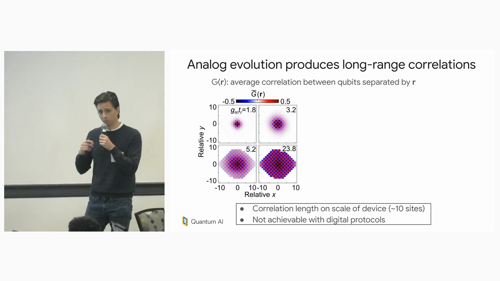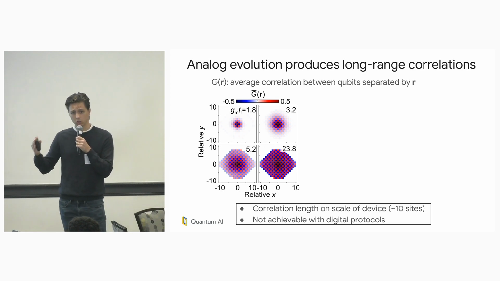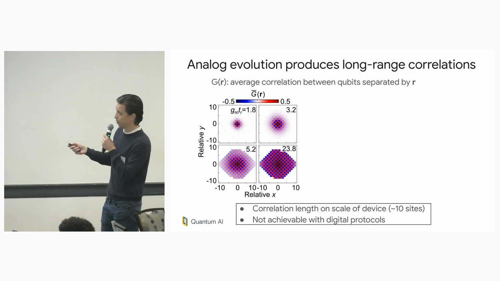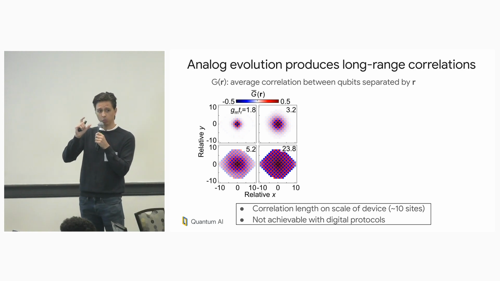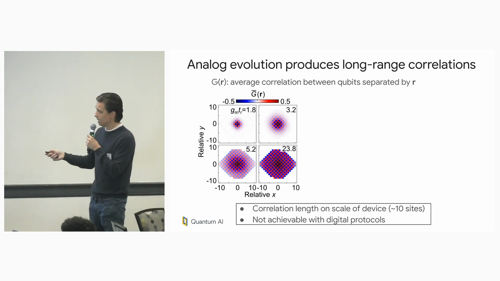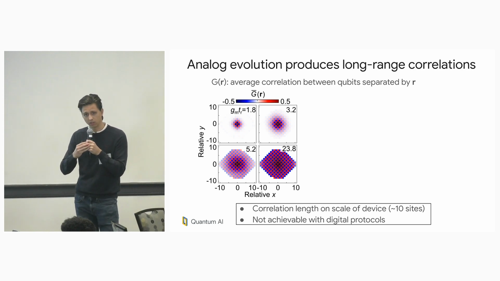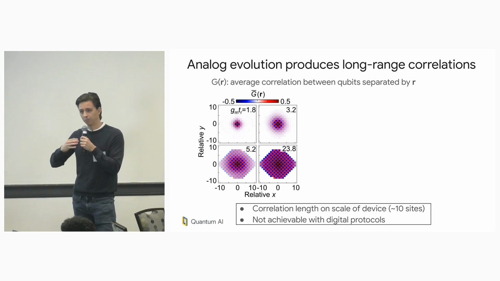Let's now look for some more interesting physics by going to longer range correlations. Here I introduce this G of R, which is just the average correlations between pairs of qubits separated by R. I plot it here for different ramp times, and you can see that at the longest ramp times, we really get correlations that extend across the entire device. This is much better than we would be able to produce with a digital protocol.